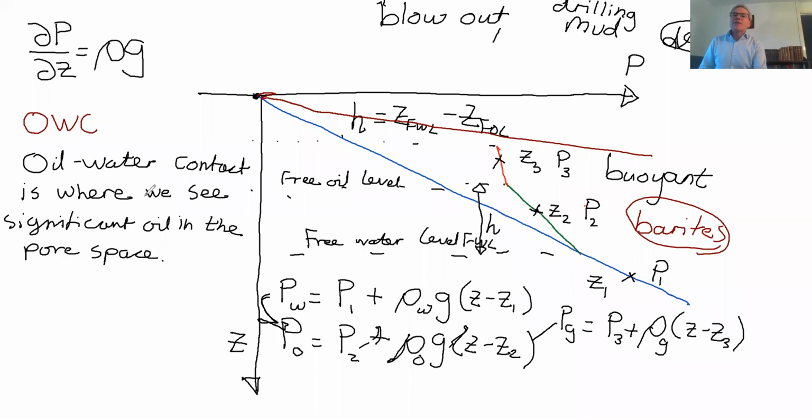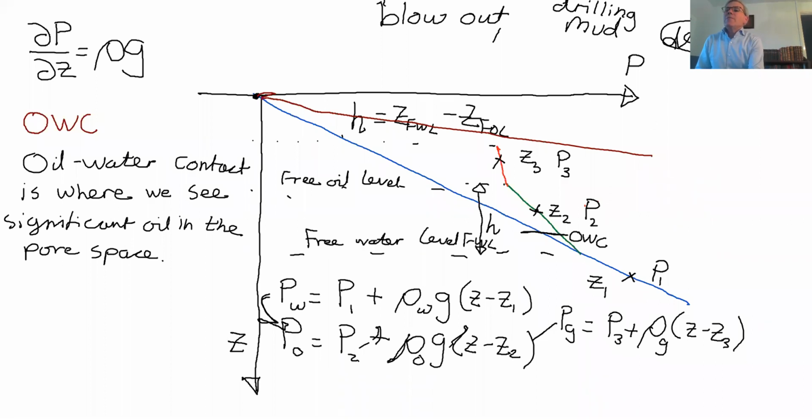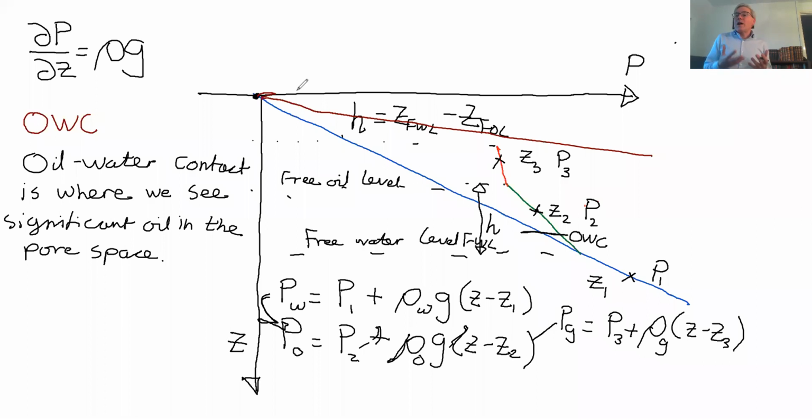Now this contact, the oil-water contact, typically may be slightly above the free water level. You might say, well, why is that? That's a bit strange. Why do we see it above the free water level? So let me explain. Okay, so why is the oil-water contact above the free water level? It's due to capillary pressure.